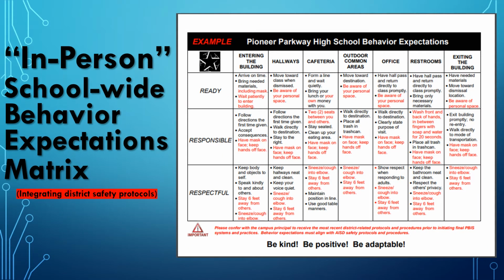Let's take a look at a school-wide behavior expectations matrix. This is just an example of how we have integrated district safety protocols within the school-wide matrix, and this is for in-person learning. So as you can see, we have the different areas of the campus. We have entering the building, hallways, cafeteria, outdoor common areas, the office, restrooms, and exiting the building.